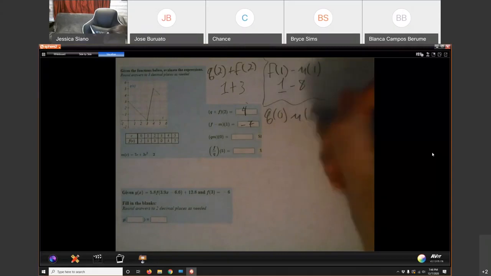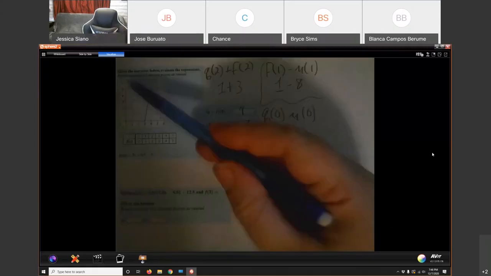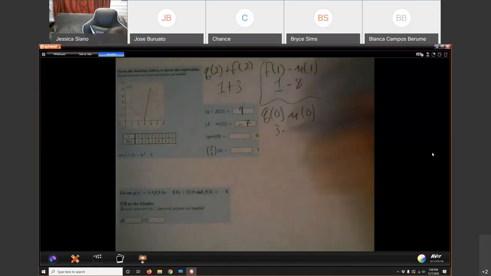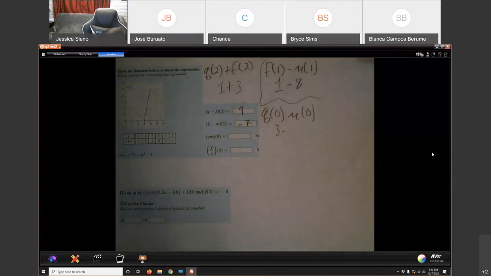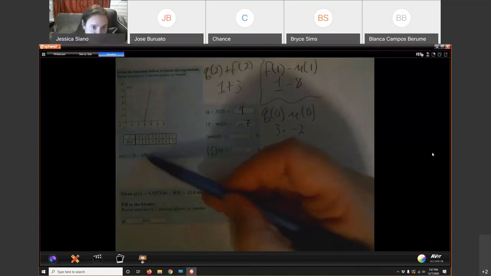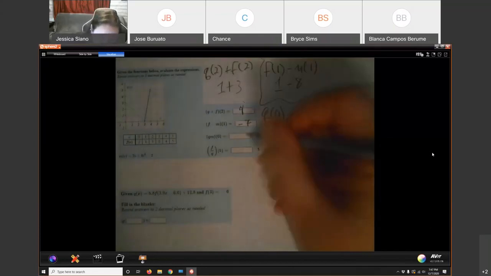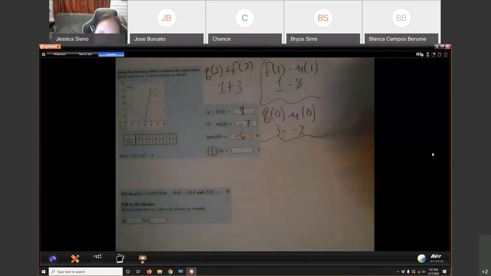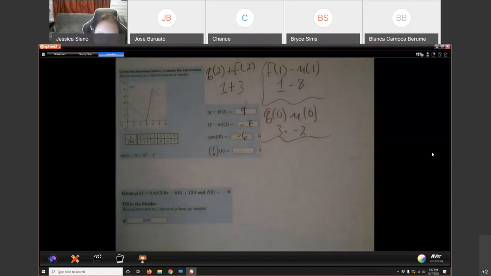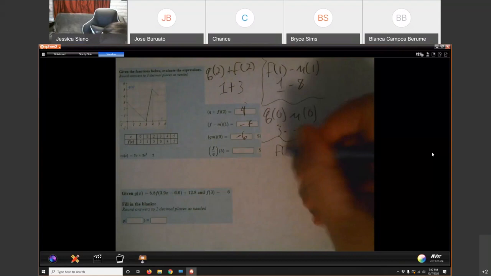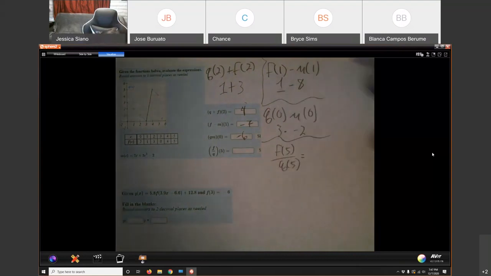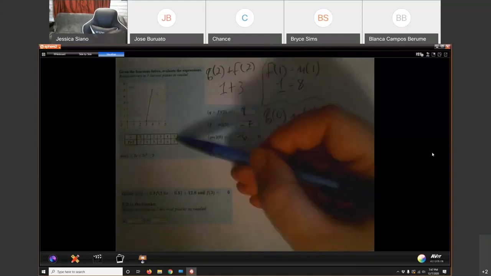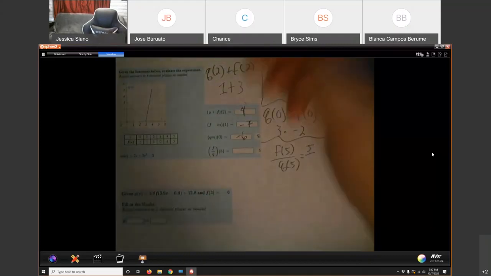Q of 0 times M of 0. Q of 0 is 3. M of 0 is going to be negative 2, because if I plug in a 0 here and here, they're both going to go away and leave me with just this negative 2. So that's negative 6. And then F of 5 over Q of 5. So F of 5 is 5. Q of 5 is 4.